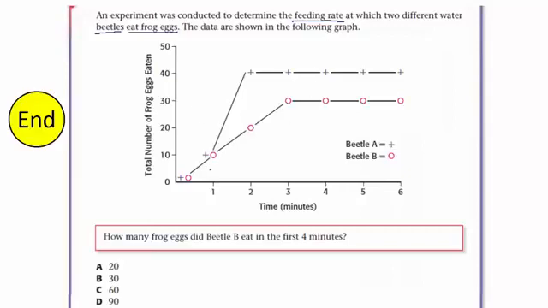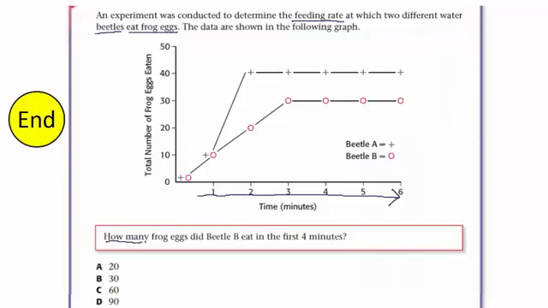Let's see if we can interpret what this graph actually means. So over here on the left side it says total number of frog eggs eaten. So as I move up in this direction, that is more frog eggs. Okay. And time is moving along this axis. So as time goes by, I'm eating more frog eggs, apparently, is just what this graph says.